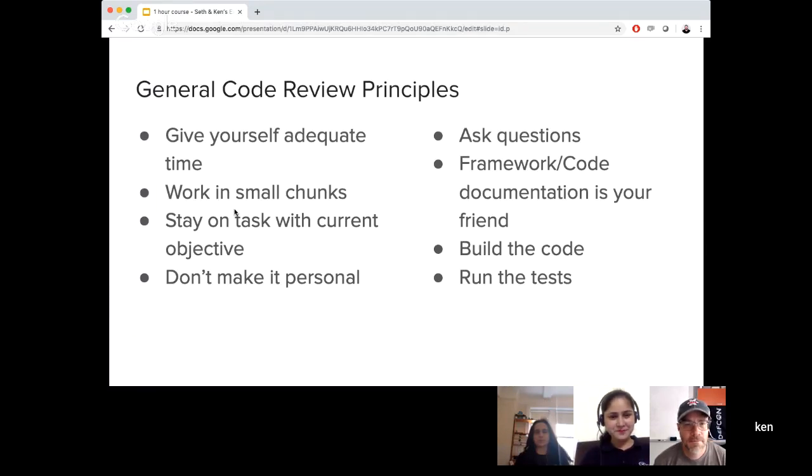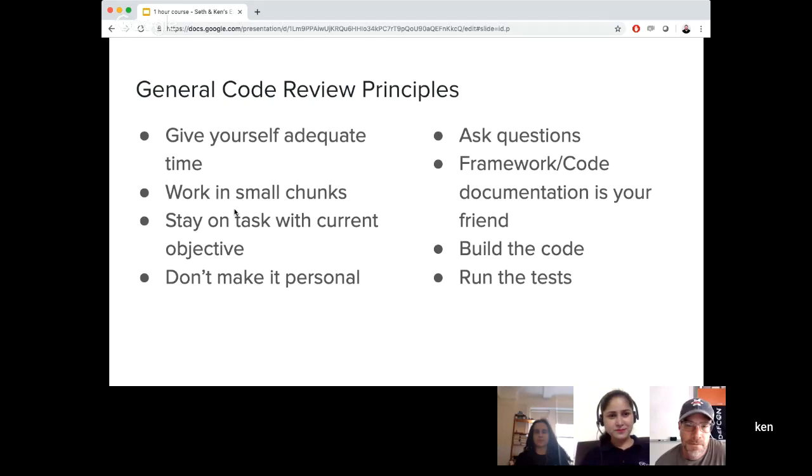Just don't make it personal. If you're a blue teamer and you have a relationship with the dev team that's maybe not so great, or you're starting to get frustrated because you're not finding anything, just step away from your emotions, take a break, come back to it. It'll be fine. Ask questions of the developers.